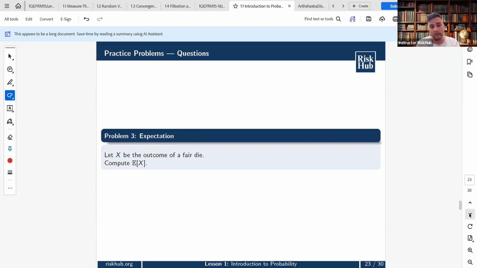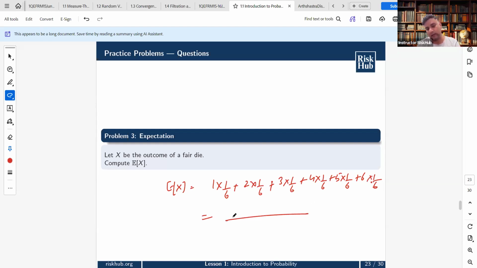X is the outcome of a fair die, compute expected value of X. Again, expected value of X has to be calculated in a particular way. There is a formula, basically what we do. It is 1 into 1 by 6, 2 into 1 by 6, 3 into 1 by 6, 4 into 1 by 6, 5 into 1 by 6, 6 into 1 by 6. What you do is you take 1 by 6 common. 1 plus 2 plus 3 plus 4 plus 5 plus 6. So this becomes 21 by 6, which is 3.5.